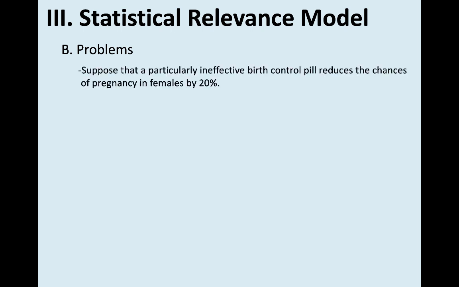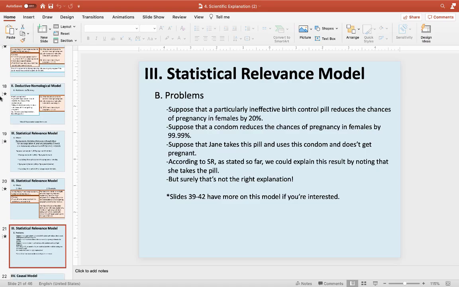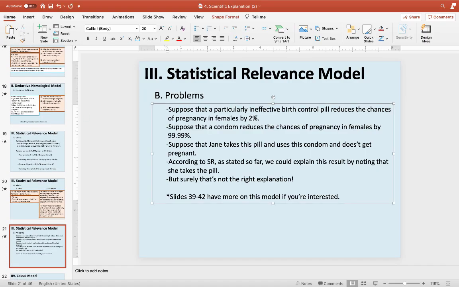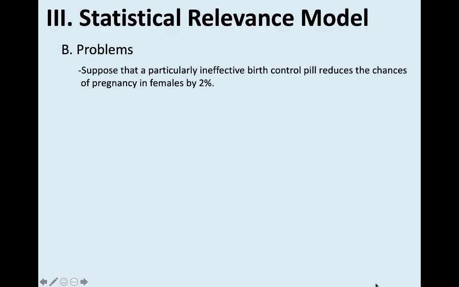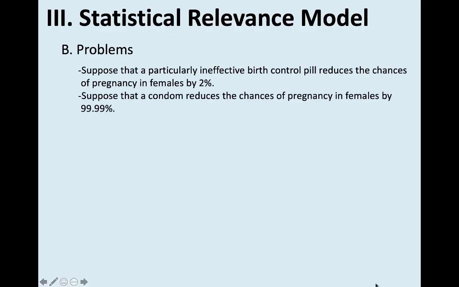So here's a simple example. Suppose that a particularly ineffective birth control pill reduces the chances of pregnancy in females by 20%. And just so you know, you can make this number as low as you want. So we can just delete the 20 and make this 2%. Okay? So it reduces the probability of getting pregnant by 2%. And let's suppose that some other method reduces the chances of getting pregnant in females by almost 100%.